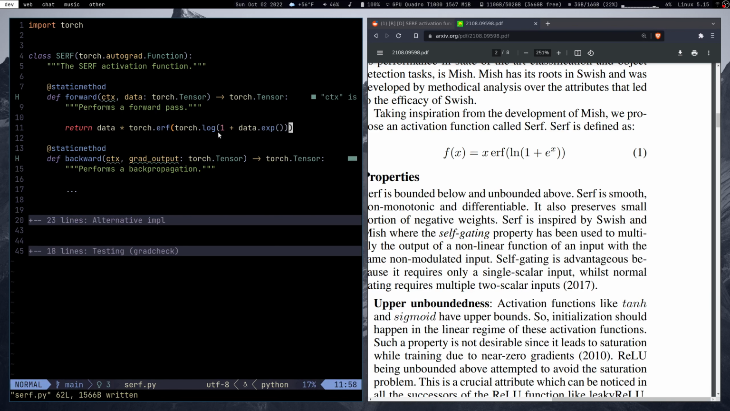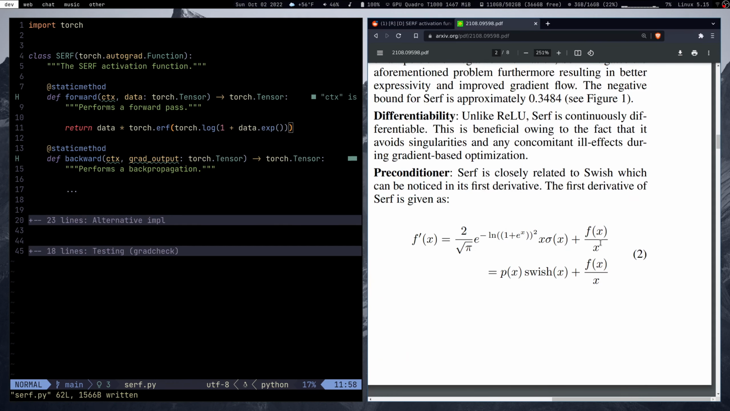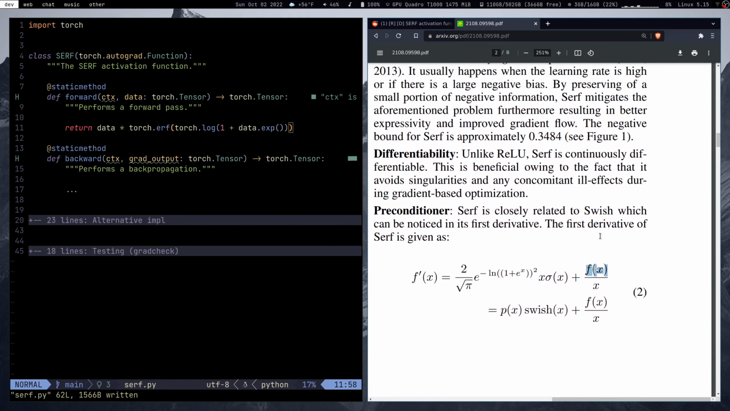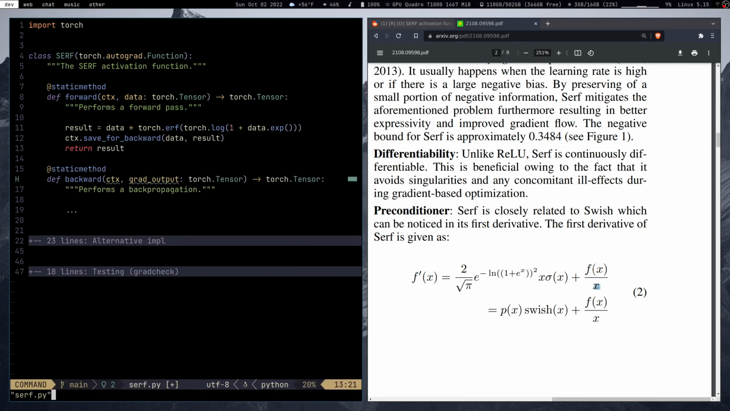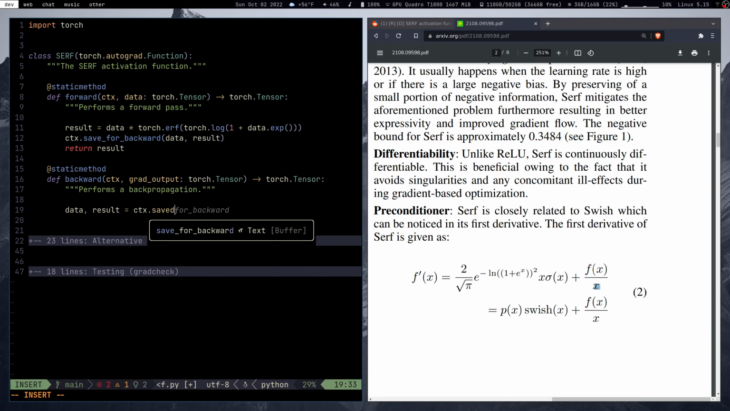Now, for the backpropagation, to compute the gradient, basically, right? We do need the result after applying SERF. So we need the SERFed values, the values we get after applying SERF, but we also need the original tensor. So maybe we can do it this way. We call this result, and ctx.save_for_backward. We're going to save both the data and the result, and then we're going to return the result. Okay. Now we have both data and result stored here. Then we can go ahead and reuse them here. We can unpack them from saved tensors.